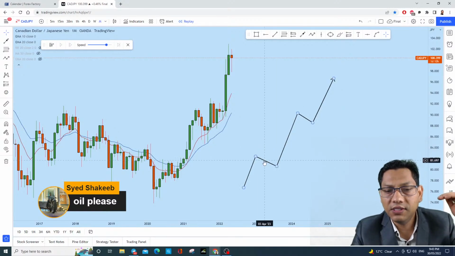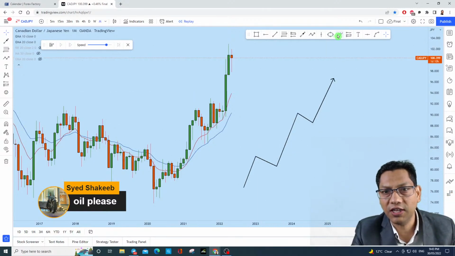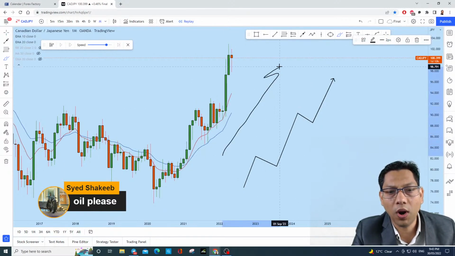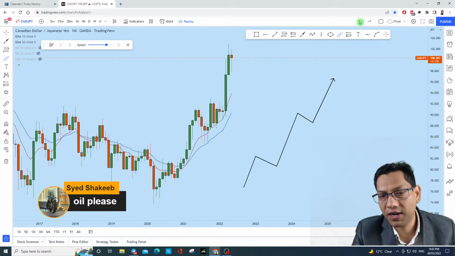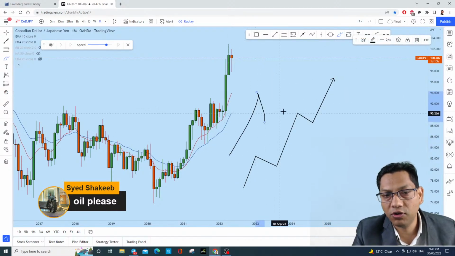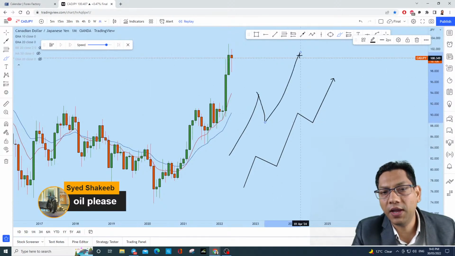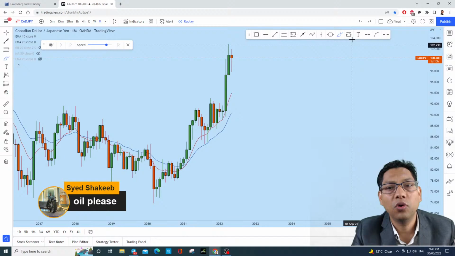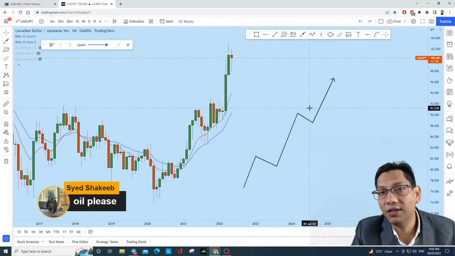So this market structure is because the market will never move in one direction like that. The market will go up if it is an uptrend, and then will come for a retracement, will go up again, will come for a retrace. This is how the market moves. So you have to familiarize yourself with this kind of market.